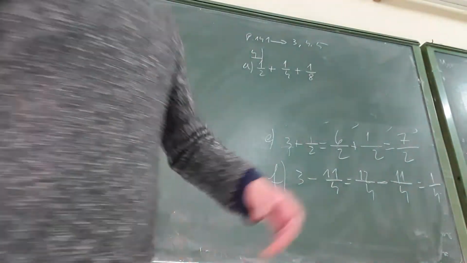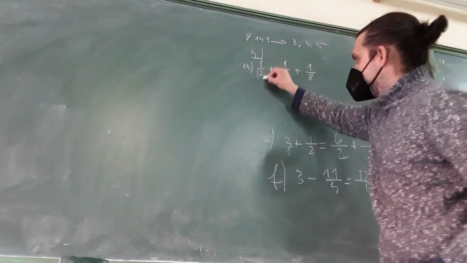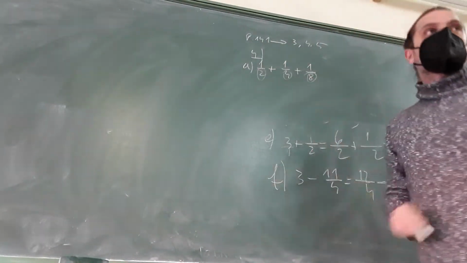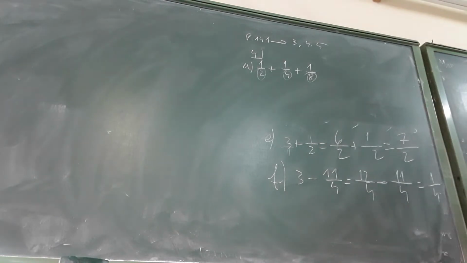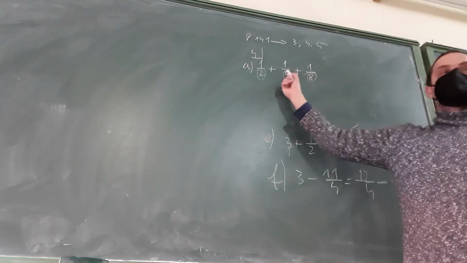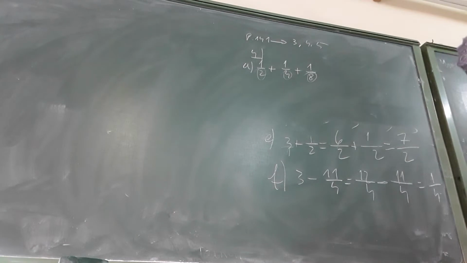And the problem here is that we have to find the lowest common multiple of 2, 4, and 8. All 3 denominators. Adrián Rubio. What is the lowest common multiple of 8, 4, and 2? 8. Is it 8? Yes.